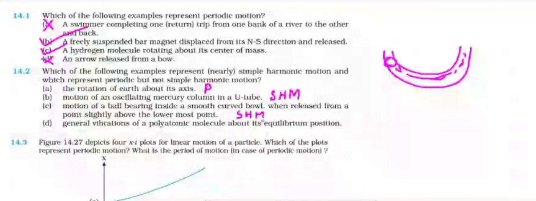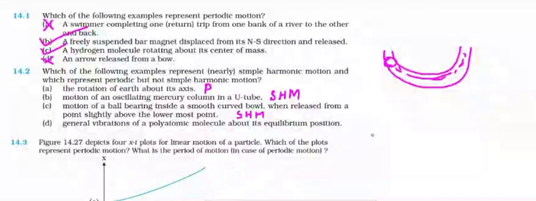Then finally, general vibrations of a polyatomic molecule about its equilibrium position. So here in a polyatomic molecule, there are many atoms simultaneously in vibration. Therefore, we can consider it as a superposition of simple harmonic motions. Then question 3.